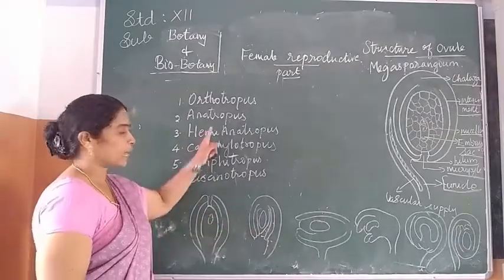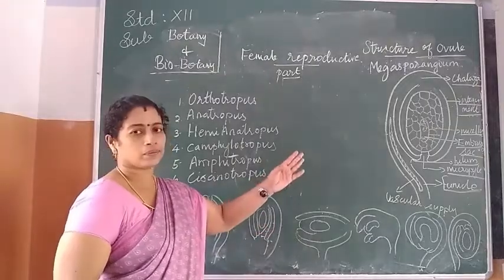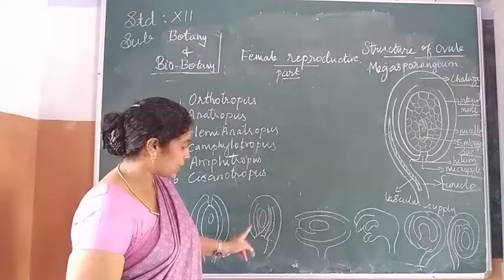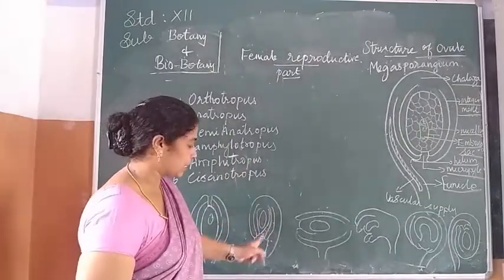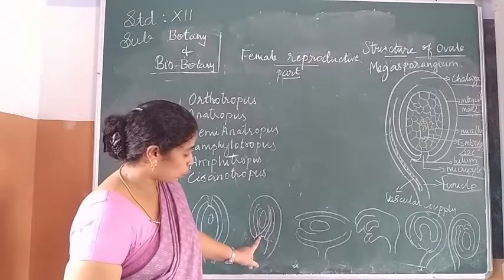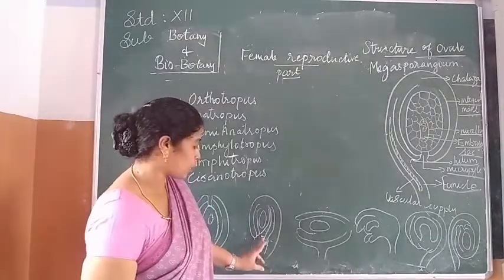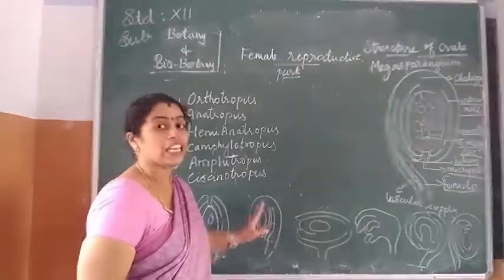The next one, the anatropous ovule. Here it is completely inverted. The structure we have been studying is the inverted ovule, which is said to be the anatropous ovule. Here the micropyle and the funicle will be lying close to each other. Completely inverted ovule.